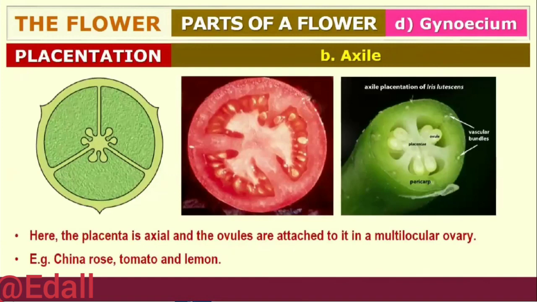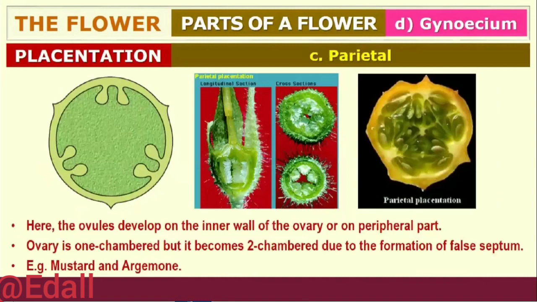When the placenta is axial and the ovules are attached to it in a multilocular ovary, the placentae is said to be axial, as in China rose, tomato and lemon. In parietal placentation, the ovules develop on the inner wall of the ovary or on peripheral part. Ovary is 1-chambered but it becomes 2-chambered due to the formation of the false septum, for example, mustard and argemone.